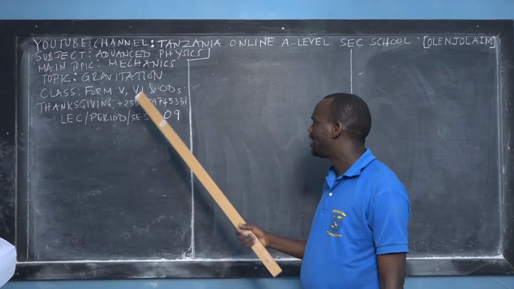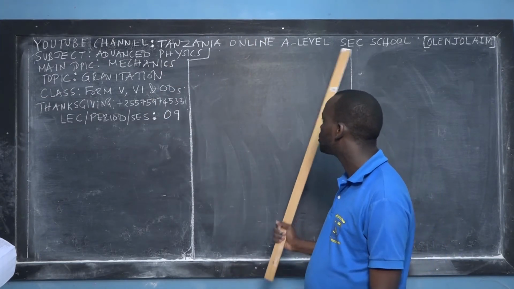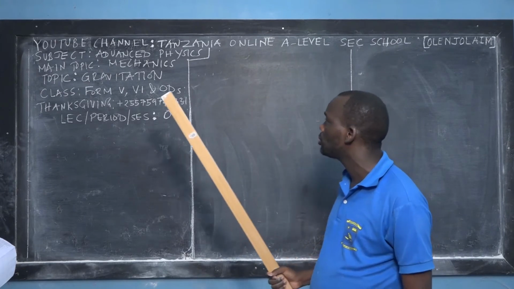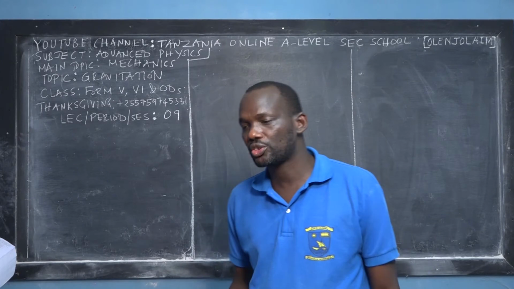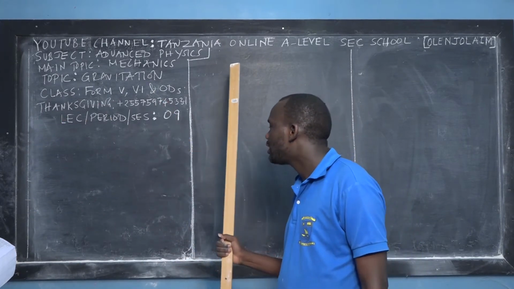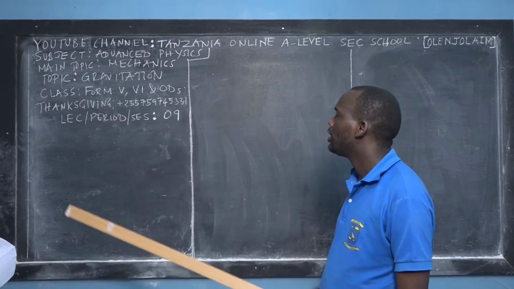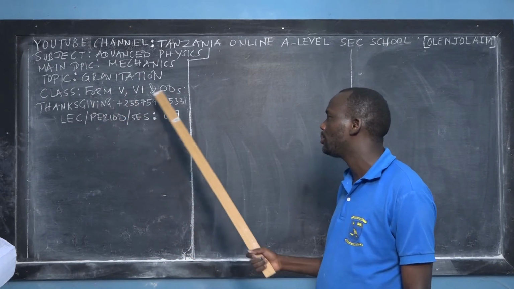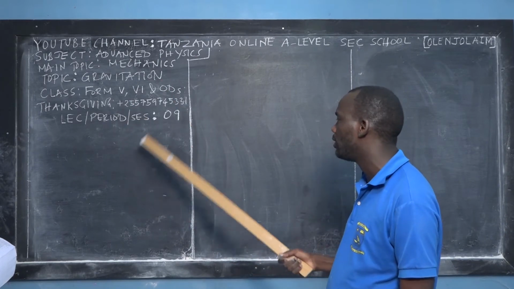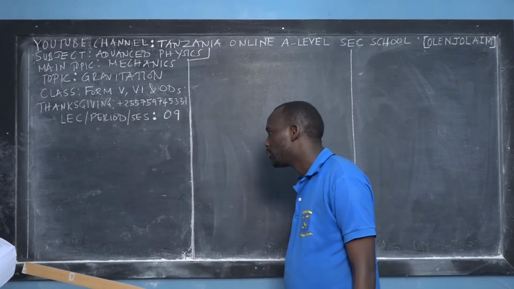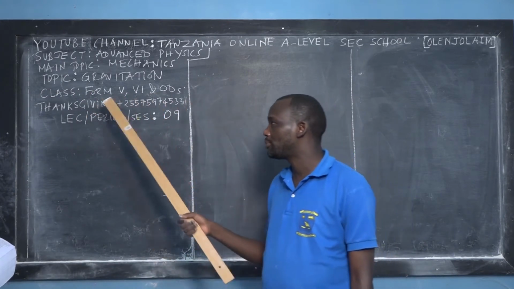We also have three departments in these online A-level secondary schools: the department of mathematics, the department of physics, and the department of chemistry. Now we are in the department of advanced physics, and the subject we are going to learn is advanced physics. The main topic is mechanics, and the subtopic is gravitation. This material is for Form 5 or Pre-Form 5, Form 6, and also ordinary diploma students. That's the little introduction concerning the departments and the video.